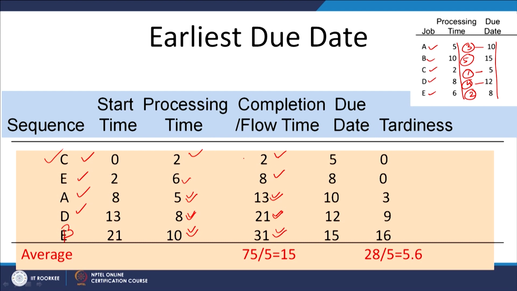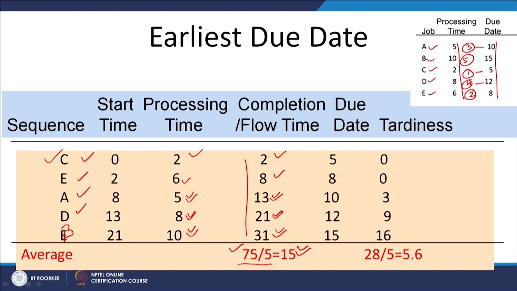So, the sum of all these gives us the total flow time of 75 days and the average flow time will be 15 days. In the earlier case it was 18.6 when the first come first serve rule was applied, and now it is coming to 15 days average flow time.